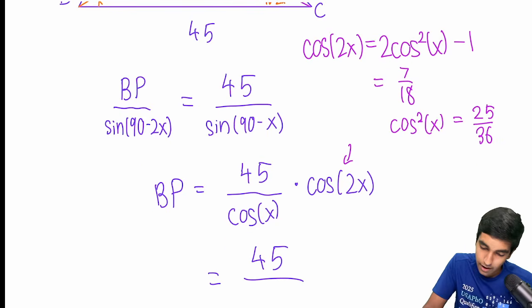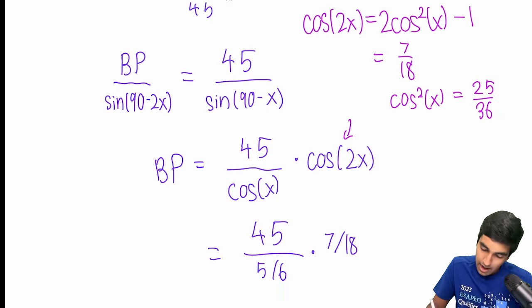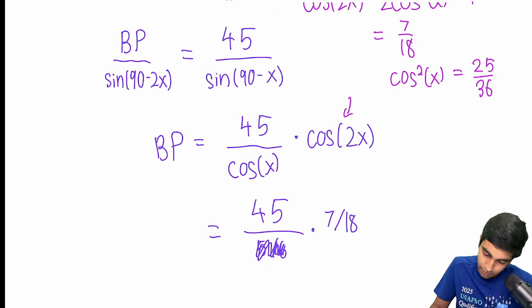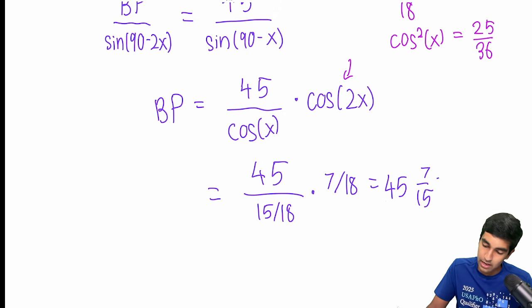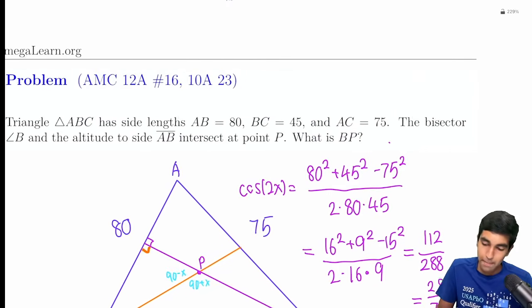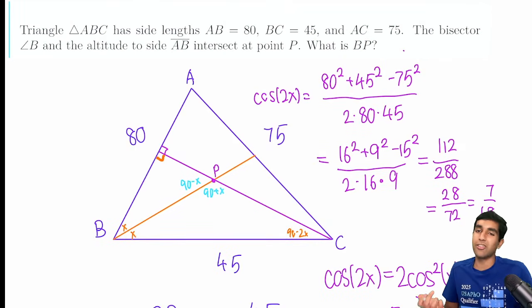45 over 5 over 6 times 7 over 18. And we can just rewrite this as, let's say, 15 over 18, right? And then 7 over 18 over 15 over 18, that's just 7 over 15. So 45 times 7 over 15, giving us 21. And that is our final answer for this question. BP is 21.